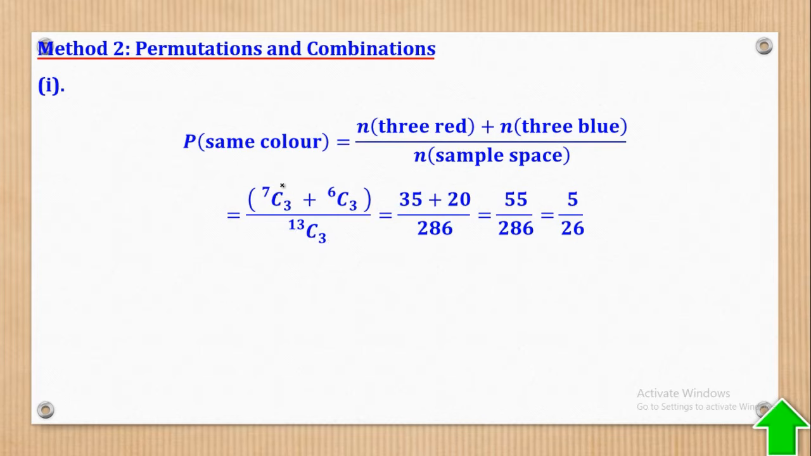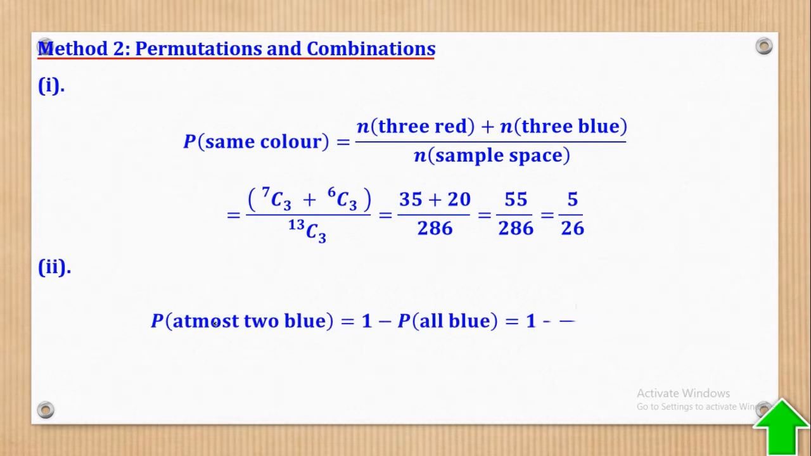So when I use the calculator, this gives you 35, this gives you 20, and this gives you 286. And then you shall come up with 5 over 26, which is as before. Then for Roman 2, at most 2 blue. At most 2 blue is the same as 1 minus probability of all blue. So all blue is the same as this over this, which is here. And 1 minus that gives you 133 over 143 as before.